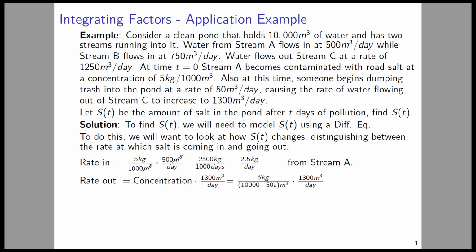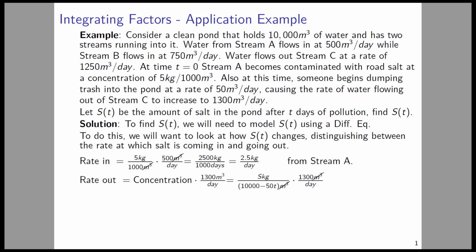But remember, each day 50 cubic meters was replaced with trash. So on any given day, there will be 10,000 minus 50 times t, where t is the number of days that it's been polluted in, cubic meters of water. So here our concentration is S kilograms of salt per 10,000 minus 50t cubic meters of water. And that concentration we'll need to multiply by the rate at which the water is going out of the pond, 1,300 cubic meters per day. Multiplying these and canceling units, we'll have 1,300 S over 10,000 minus 50t kilograms per day.